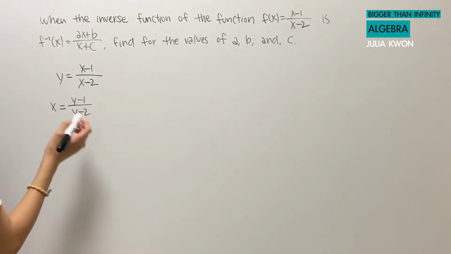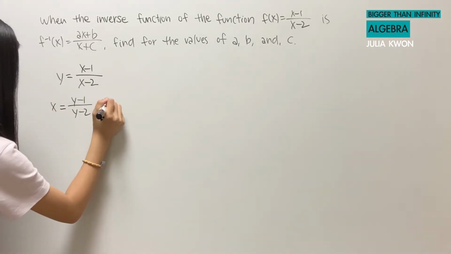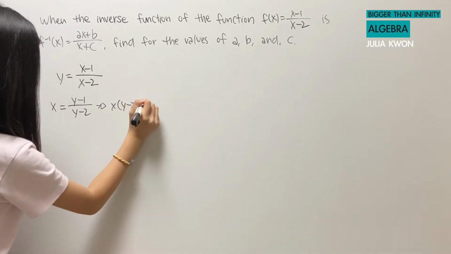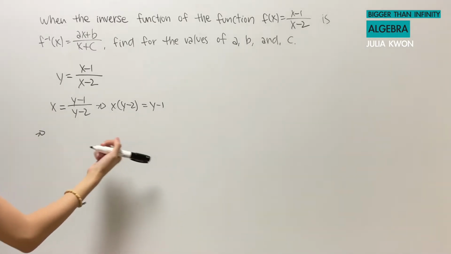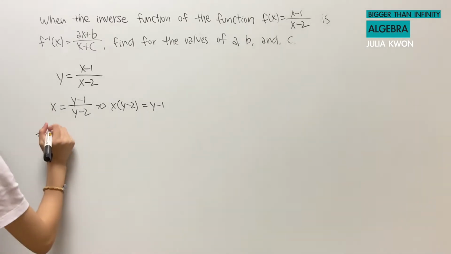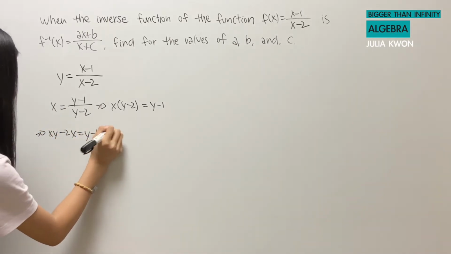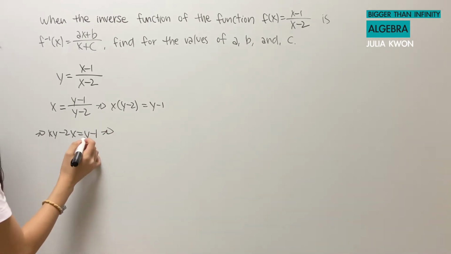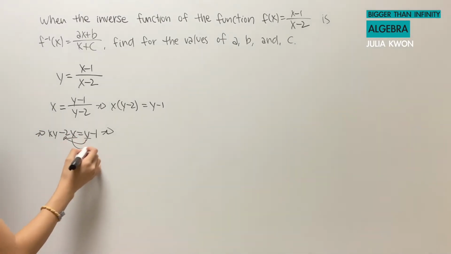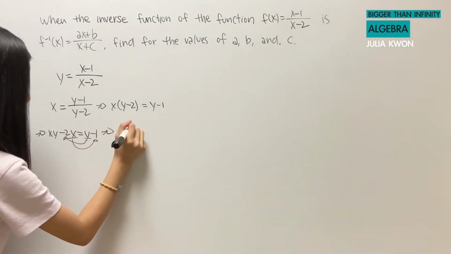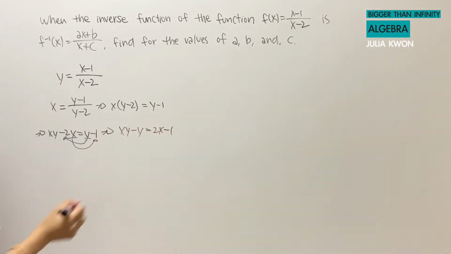We multiply (y - 2) on both sides. That will give us x times (y - 2) is equal to y - 1. If we expand it, we get xy - 2x is equal to y - 1. We subtract y on both sides and add 2x on both sides. That will give us xy - y is equal to 2x - 1.